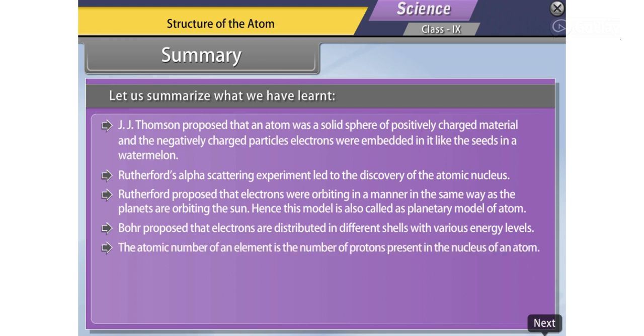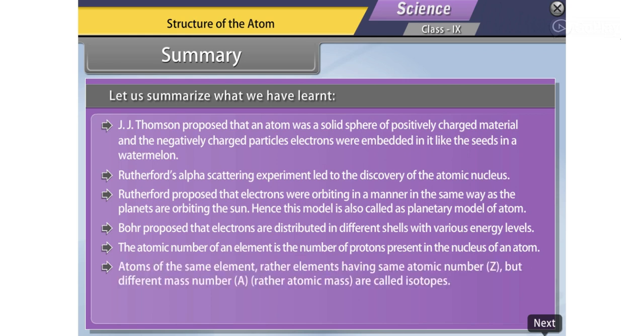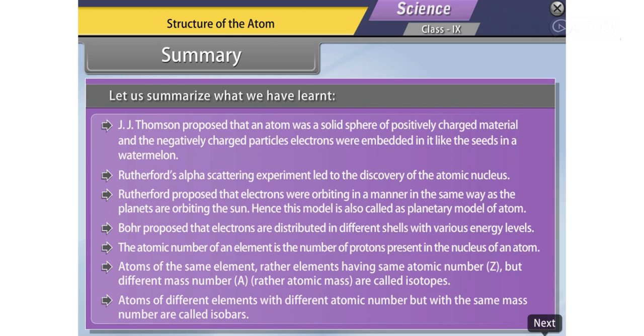The atomic number of an element is the number of protons present in the nucleus of an atom. Atoms of the same element, rather elements having the same atomic number Z but different mass number A, rather atomic mass, are called isotopes. Atoms of different elements with different atomic number but with the same mass number are called isobars.